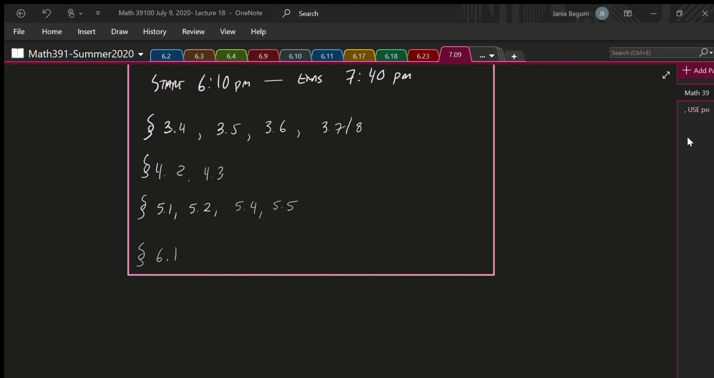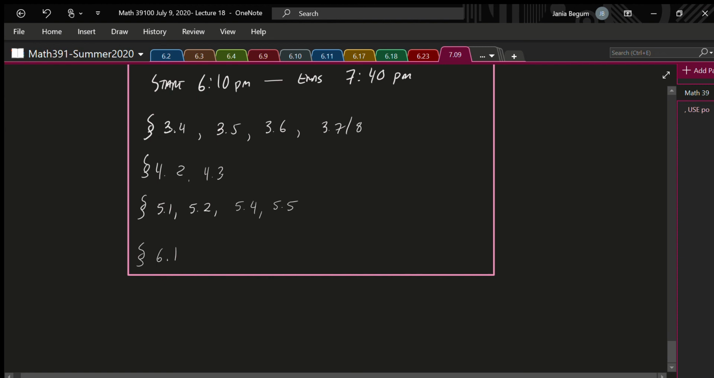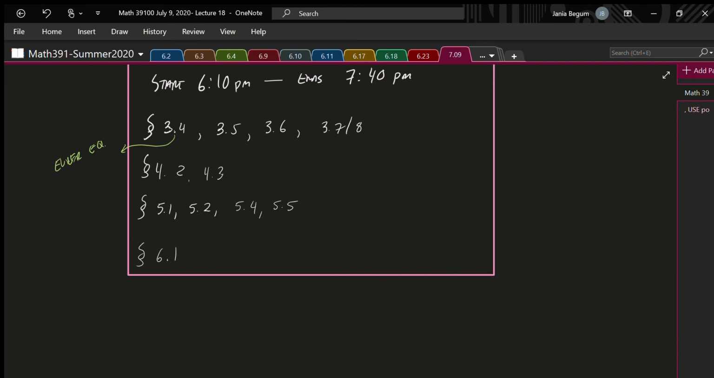But yeah, we didn't have the Euler equation from 3.4, right? We skipped that. So from 3.4, if you go back, there is a section for Euler equation. So only that part of 3.4 will be on the test. But 3.4 talks about repeated roots and complex roots. So you kind of have to know that for the higher order anyway, right? So everything connects.